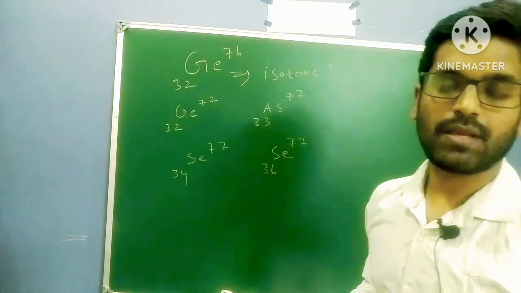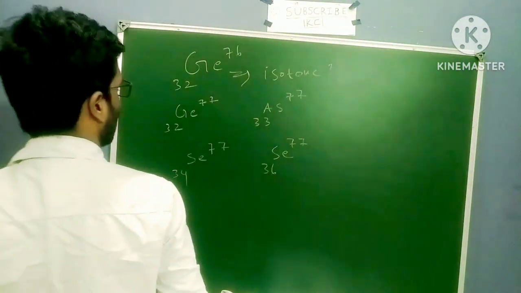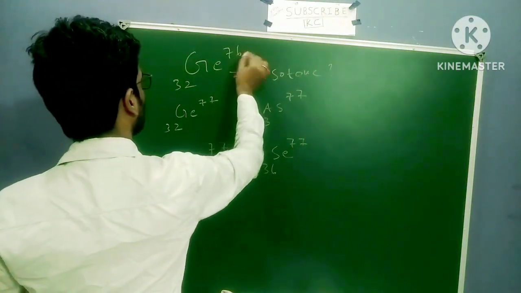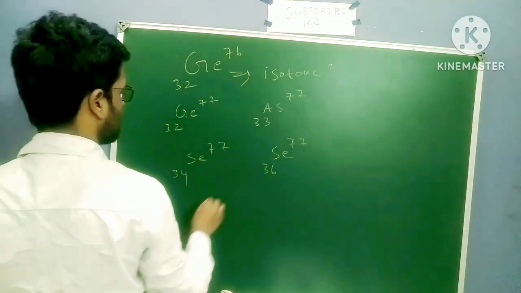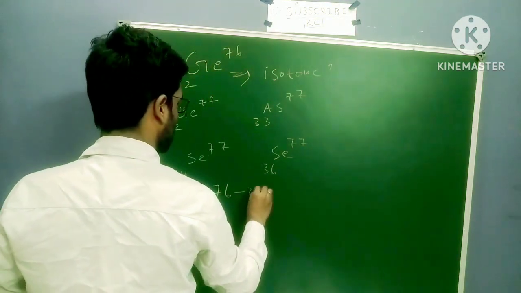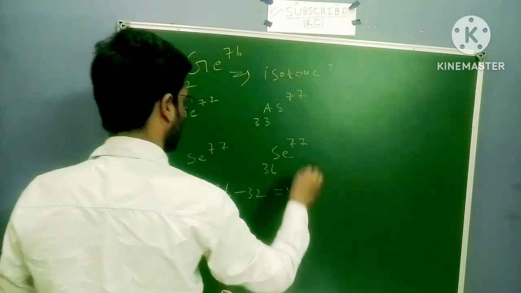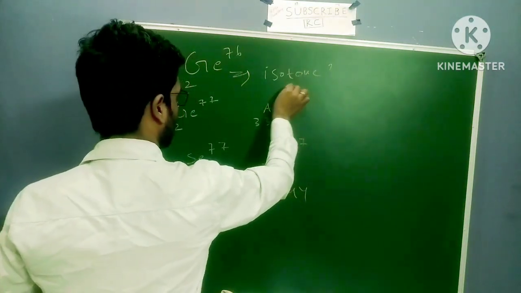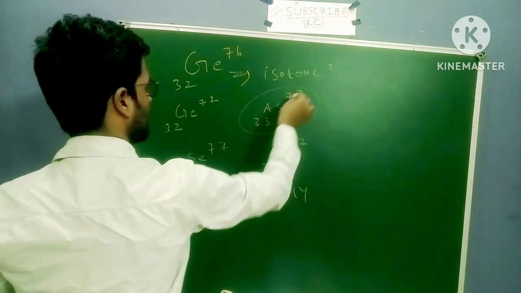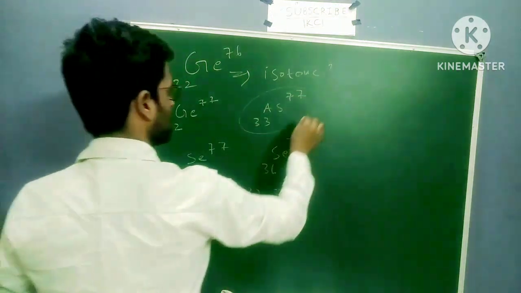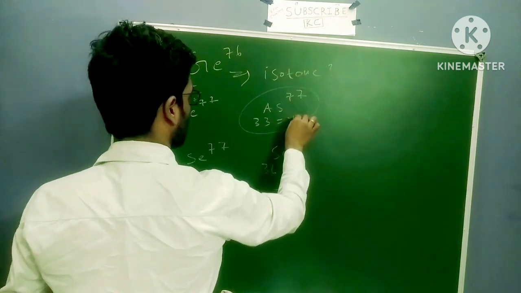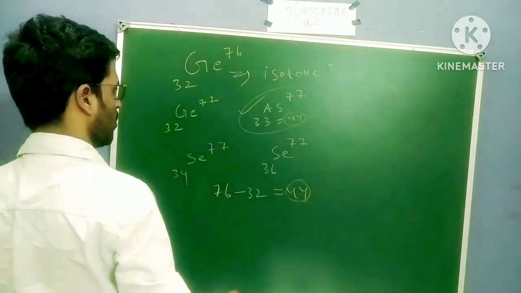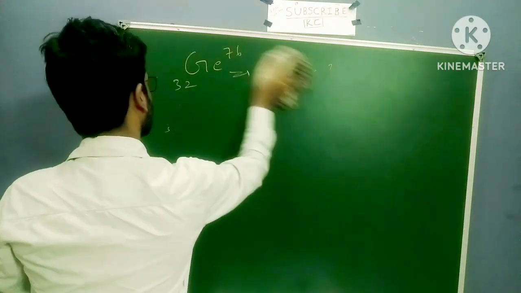What is an isotone? The number of neutrons is the same. First of all, 76 minus 32: how many neutrons are there in this? 76 minus 32 is 44. If you take this one, 77 minus 33, here also 44. So the number of neutrons is 44 here and 44 here. So this is the isotone, and this is the option.